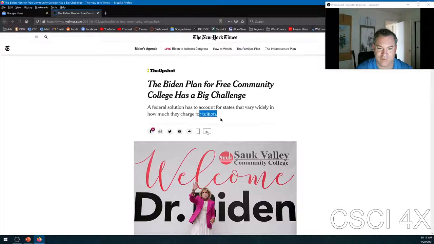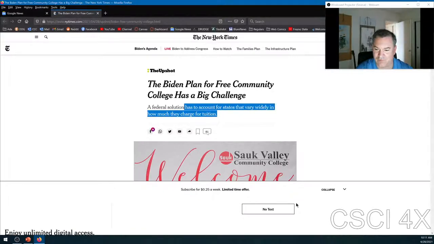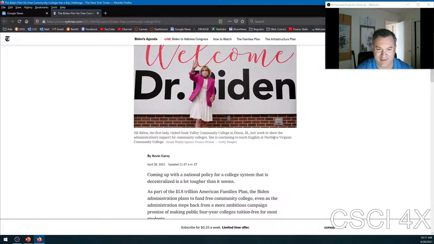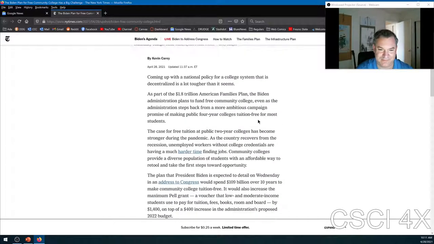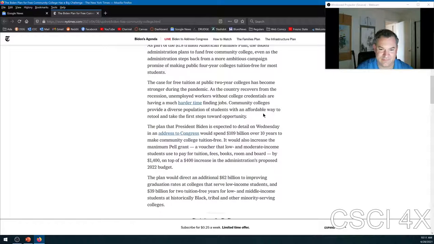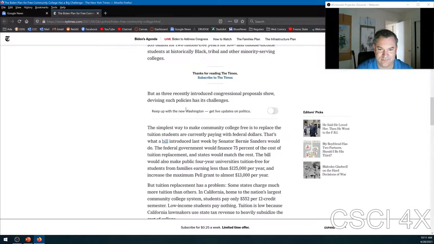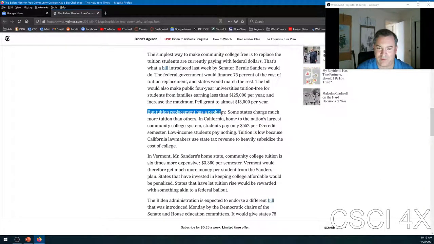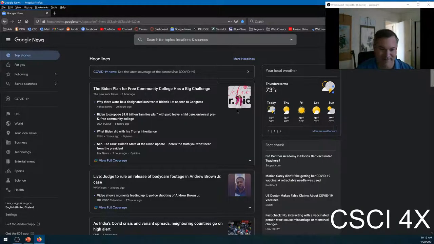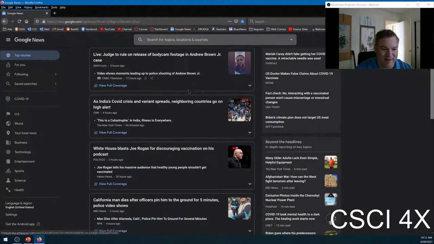It has to account for states that widely vary in how much they charge for tuition. Cool. It's a lot tougher than it seems. But tuition replacement has a problem. Some charge more. Okay. So, okay, it's not much of a challenge. Let's see here.